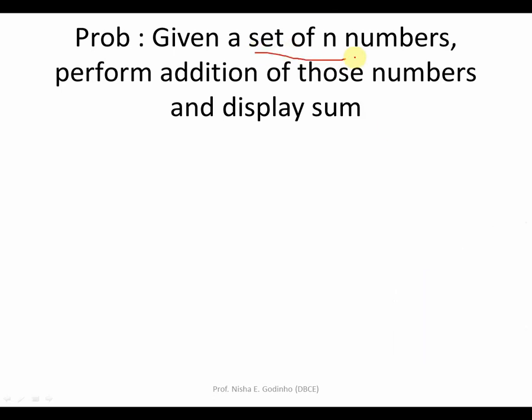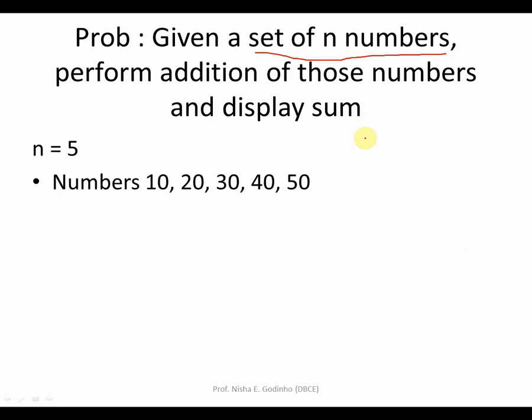This set of n numbers is something which you have to remember. Now let's have one example. Suppose n is 5, which means there are 5 numbers to be added. So how are we going to do that? Say these numbers are the ones which are to be added: 10 plus 20 plus 30 plus 40 plus 50. Whatever is the answer will be the sum of adding up all these 5 numbers. So the sum actually is 150.